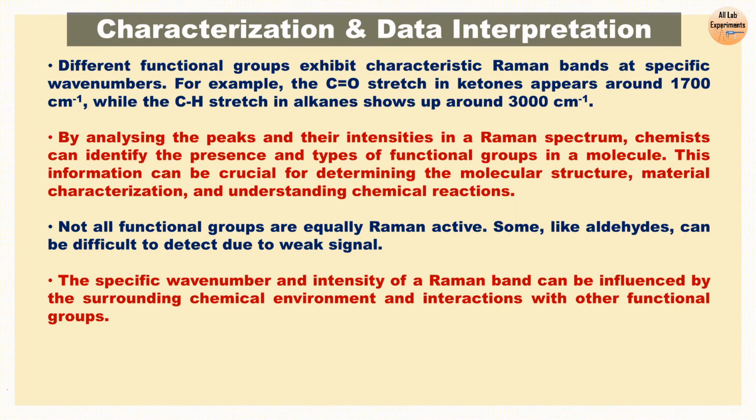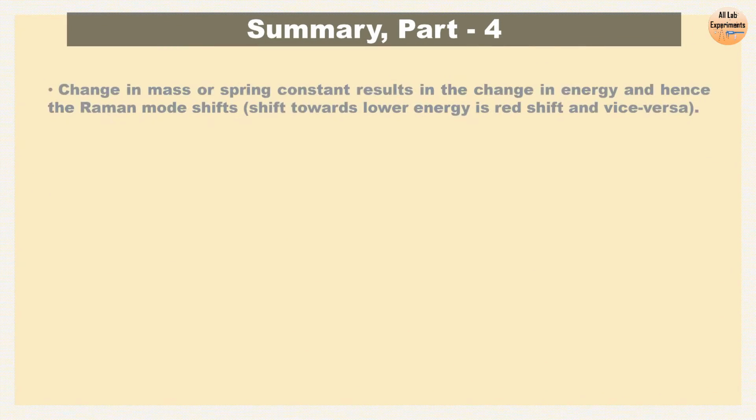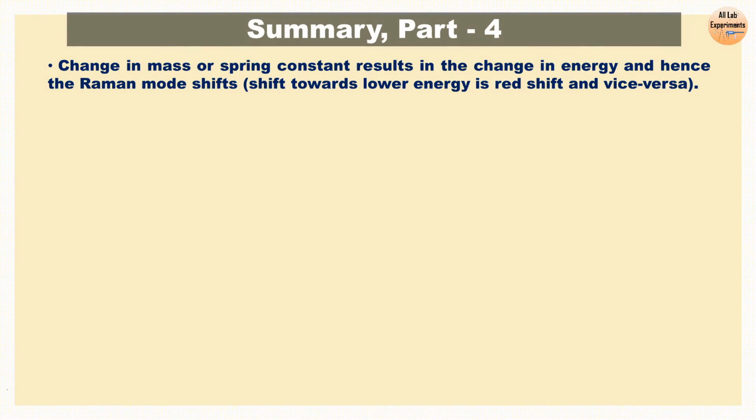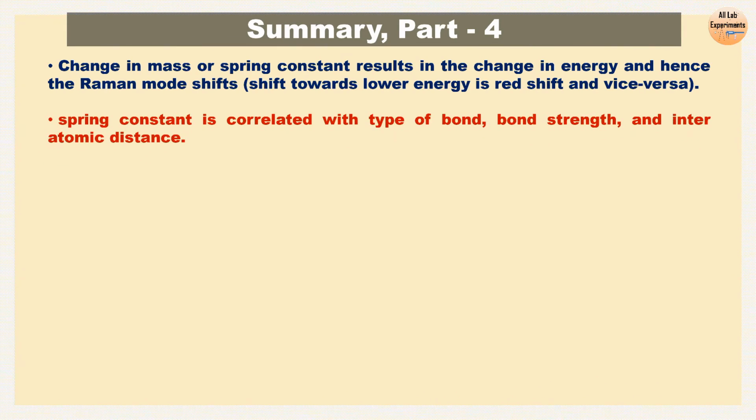Taking this characterization part to the conclusion, we have summarized in this part that the change in the mass or the spring constant can result in the change in energy, and that can correspondingly be seen in Raman spectroscopy through the shifting in the modes. Spring constant K is basically related with bond strength, and any variation in the bond strength or structural change will change the value of K and the energy related to it.